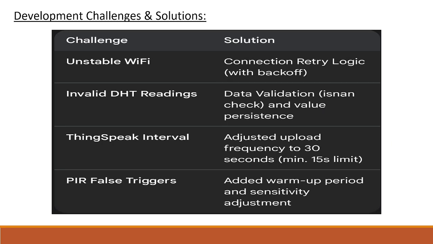Challenges and solutions. During development, we faced several challenges. Initial Wi-Fi connection was unstable. We solved this by implementing connection retry logic with exponential backoff. DHT11 occasionally returned invalid readings. We added data validation and kept previous valid values.